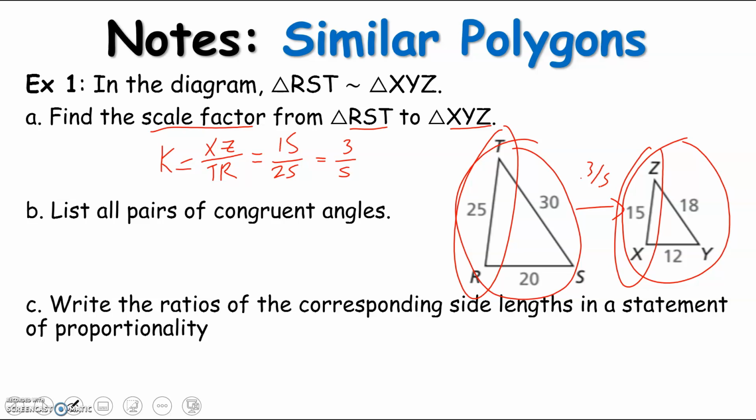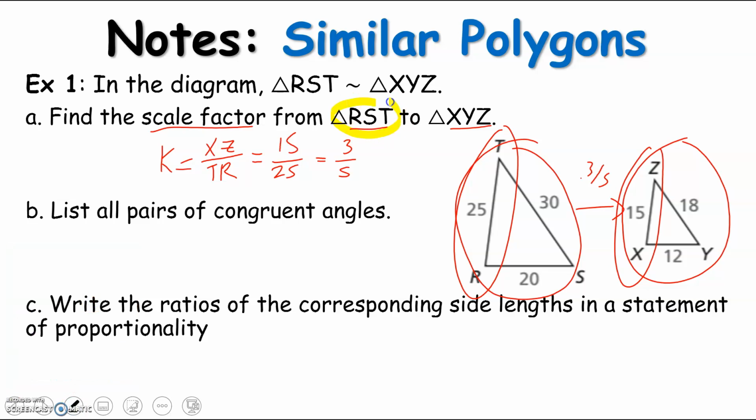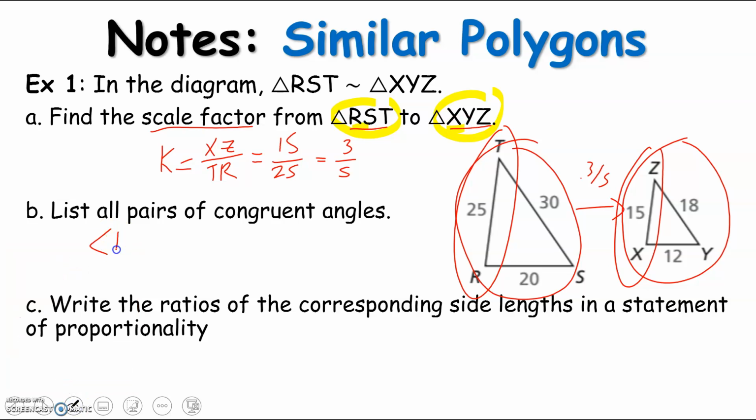Part B, list all pairs of congruent angles. So the simplest way to do this is to use our similarity statement to help us. First position connects with the first position. So angle R is congruent to angle X. We see they're both in the first position of the similarity statement. Then we see that angle S is in the middle and angle Y for the other. So those are congruent. And lastly, angle T is congruent to angle Z.